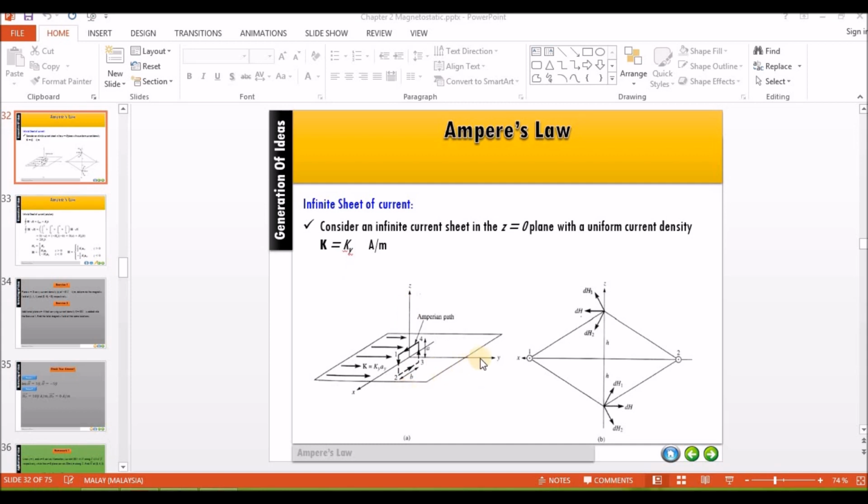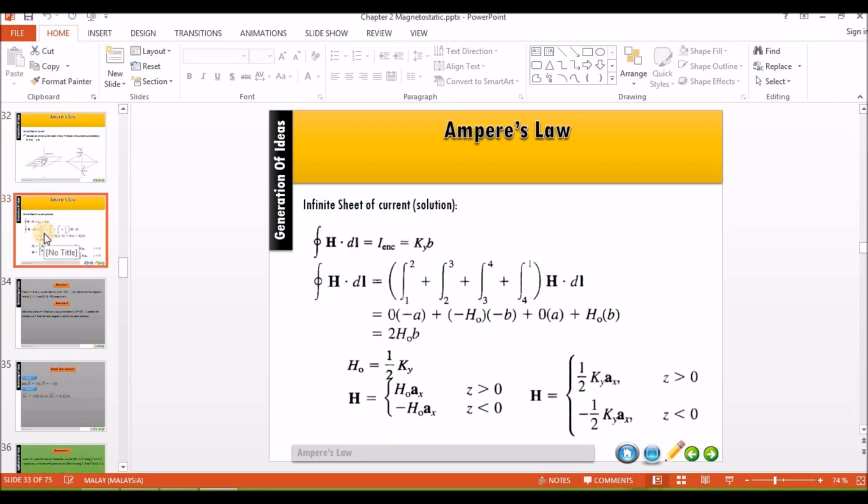Because this is an infinite sheet, you are not going to find the magnetic field at the same position or same height as the plane. You can only find the magnetic field up or down. According to the theory part, this is about the derivations. So at the end you will get this formula.